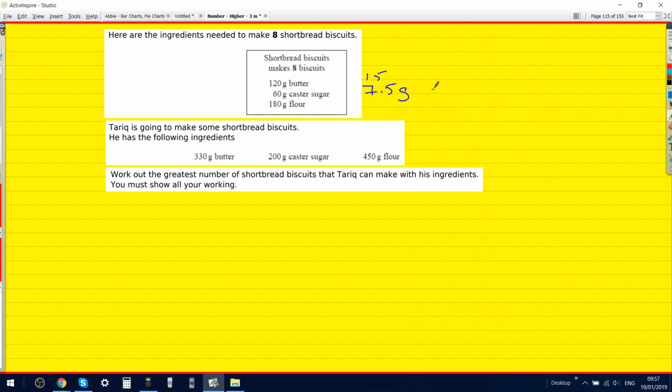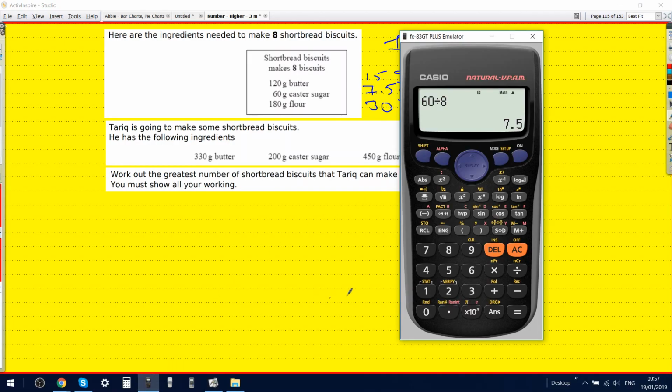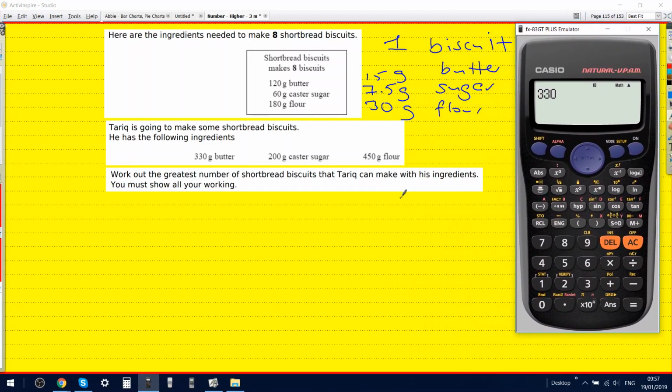I feel like I've done it a longer way than I needed to. It's an unusual way, but one biscuit, I think it'll work out, because I think this will definitely get the right answer. That'll be 30 grams of flour. Okay, so then how would you do this? Do I do 330 divided by 15? That's exactly what you do. So that's 22.